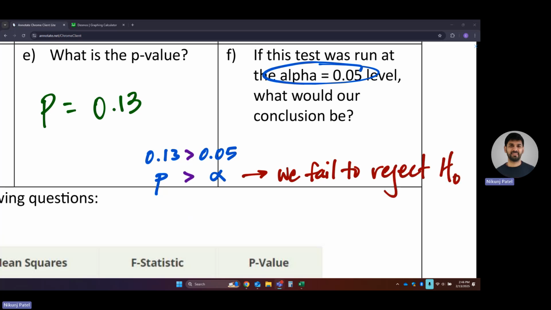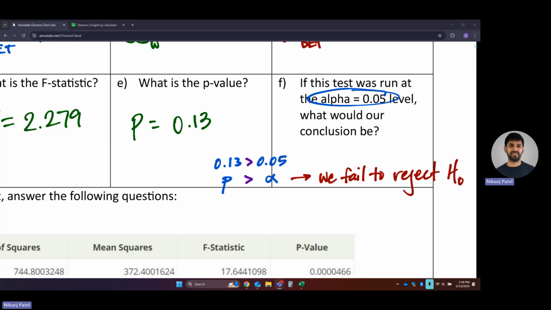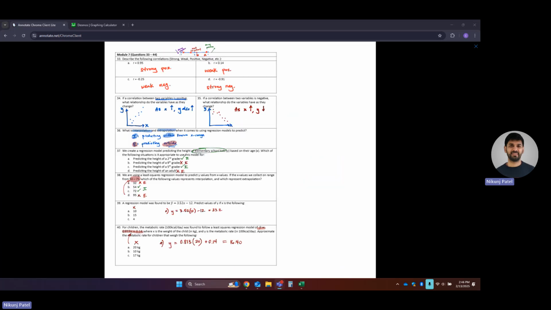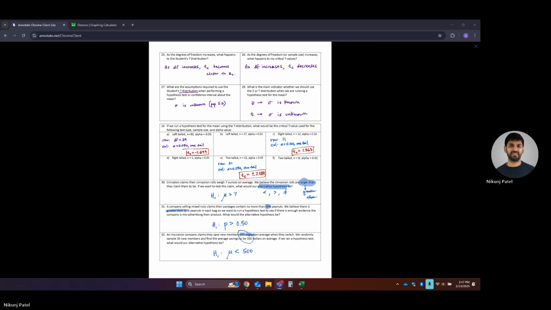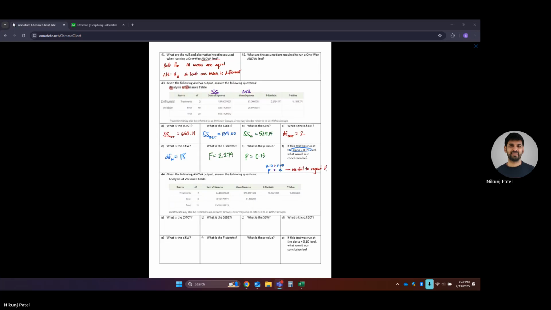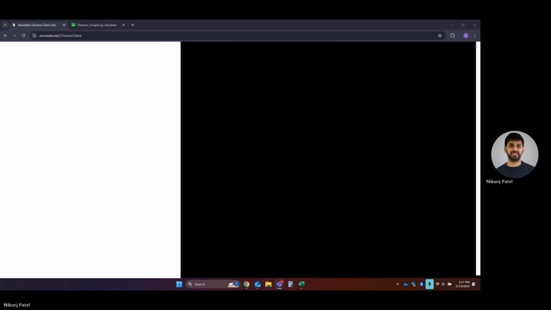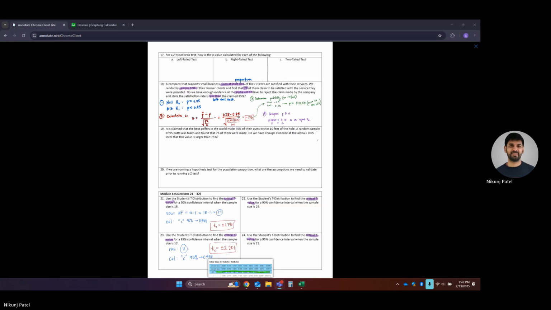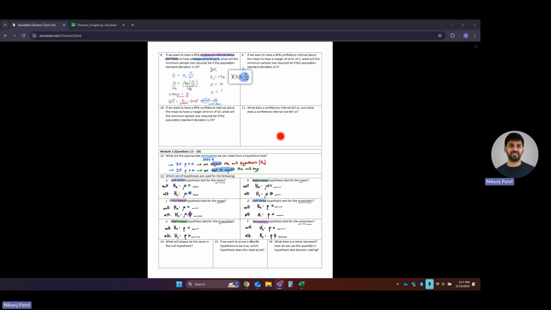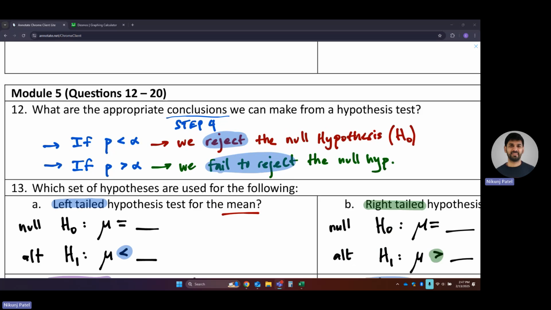reject H0. And this comes from what we talked about in the previous video in Module 5. These were our two conclusions: P is less than alpha, P is greater than alpha. We just got that P is greater than alpha, so we fail to reject. If P was less than alpha, we would reject the null hypothesis.